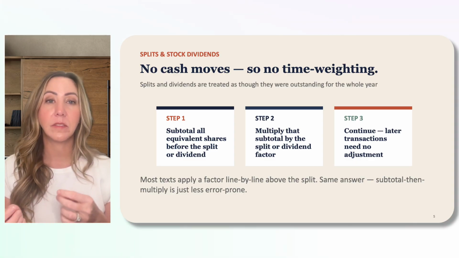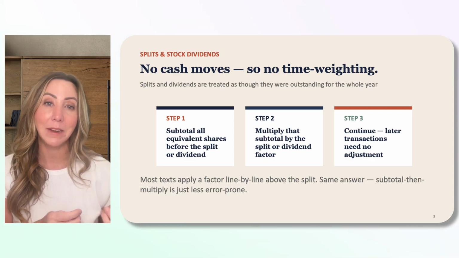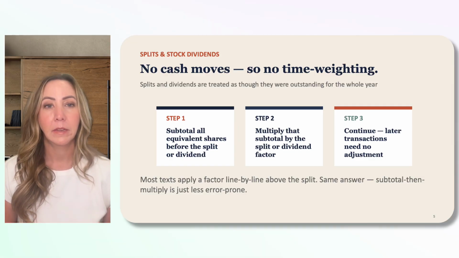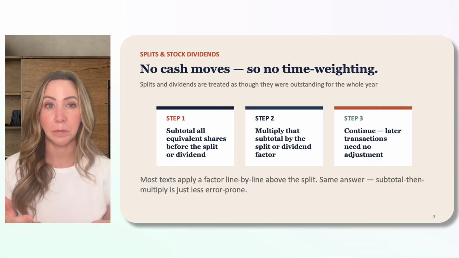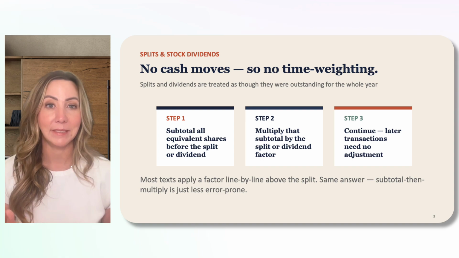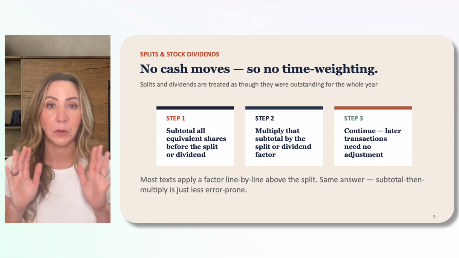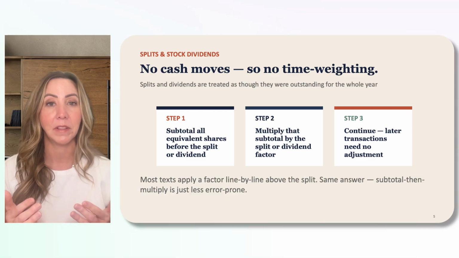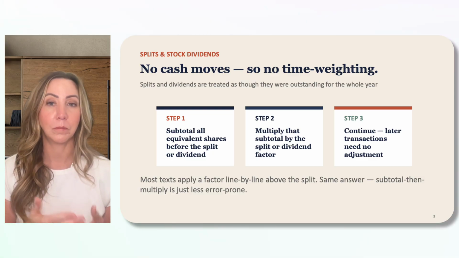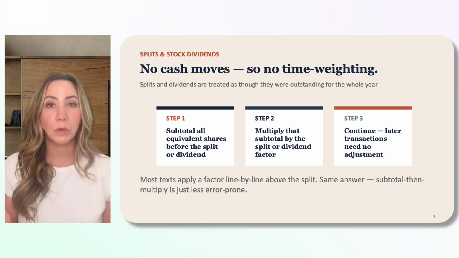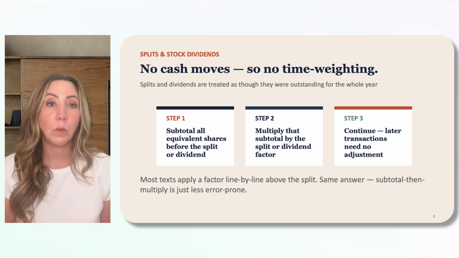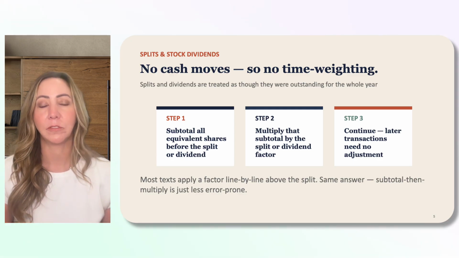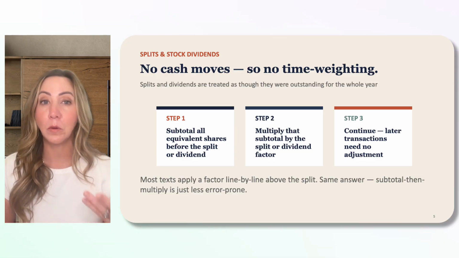Instead, the split gets applied retroactively to every share that existed before it, as if those shares had always been the post-split count. Here's how I want you to handle it, and I'm going to show you an example, but you're going to work down our table date by date, and when you reach a split or a stock dividend, I want you to stop and subtotal it. Add up all the equivalent shares that you've calculated above that line, and then multiply the subtotal by the split factor. So 2-for-1 split times 2, times 1.15 for a 15% stock dividend. Then keep going with the transactions that come after with no adjustment to them at all. They happened in the post-split world.